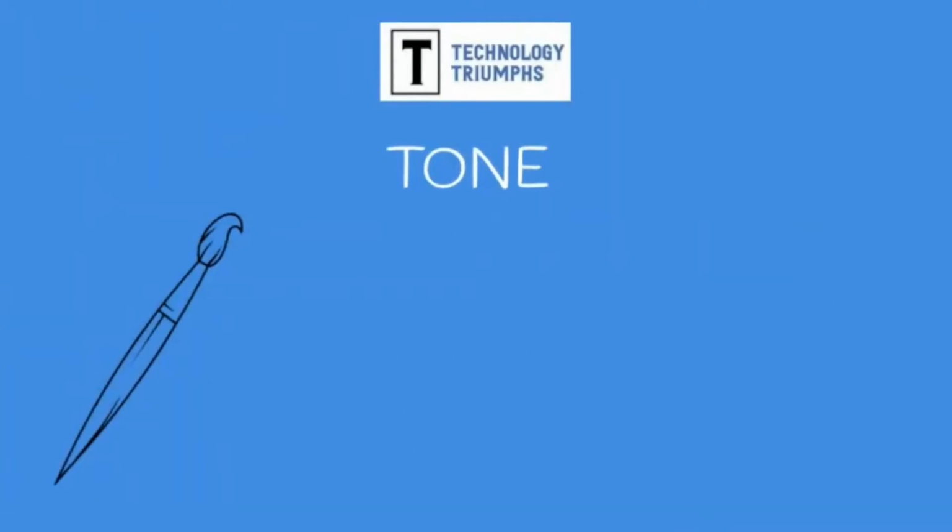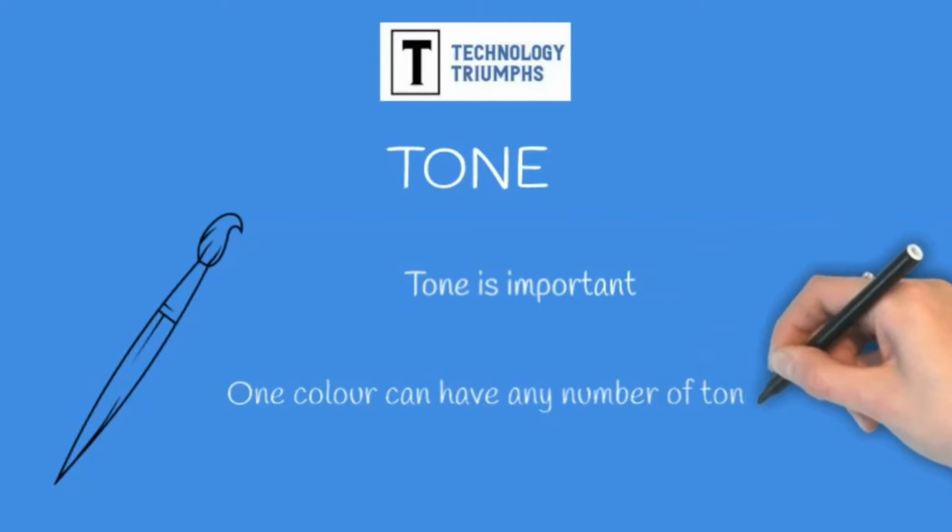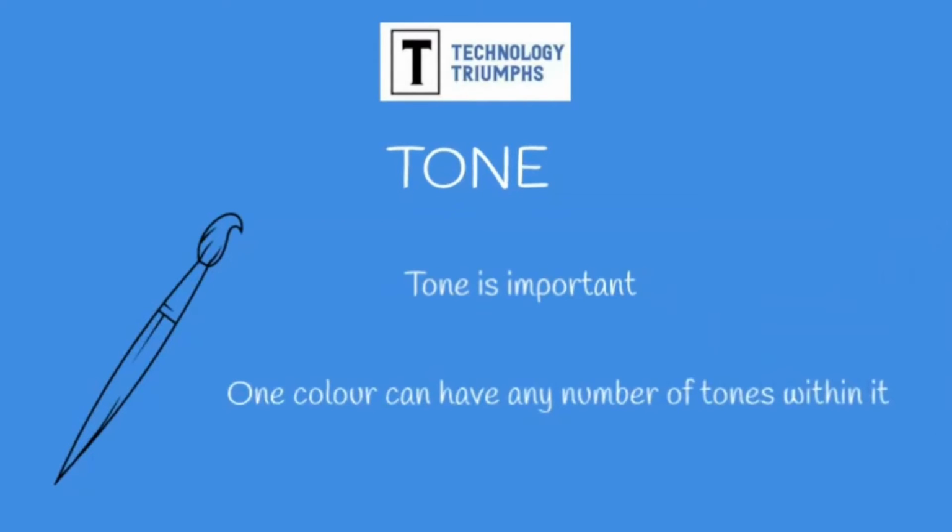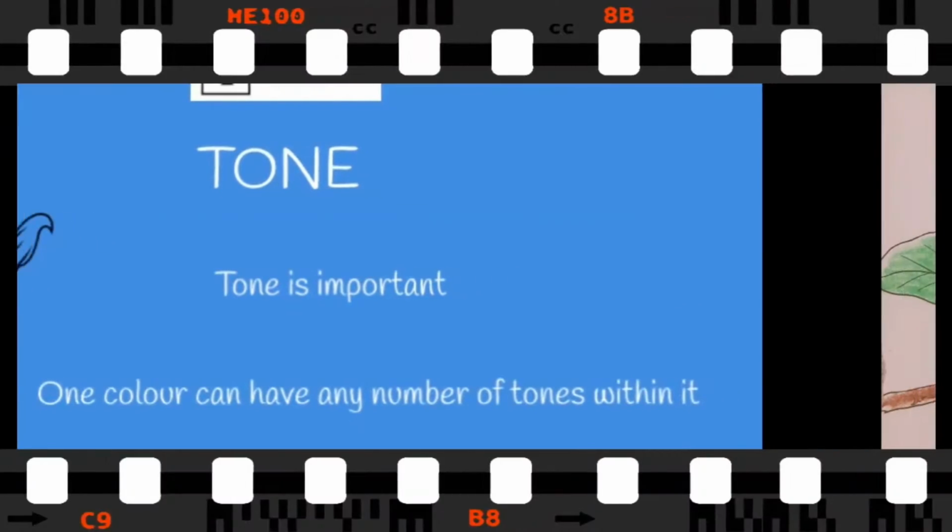The use of tone is very important when attempting to shade and create a more realistic effect. An image can have only one colour within it, but various levels of tone within that colour. The following clip shows you the difference between an image that has been coloured using single tones and one that shows variation of tone.